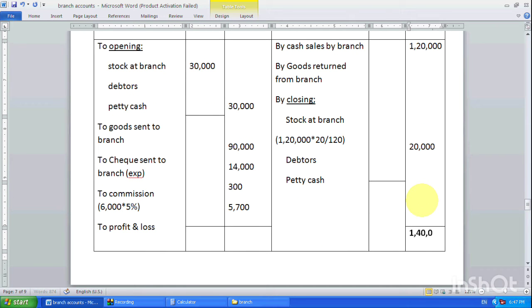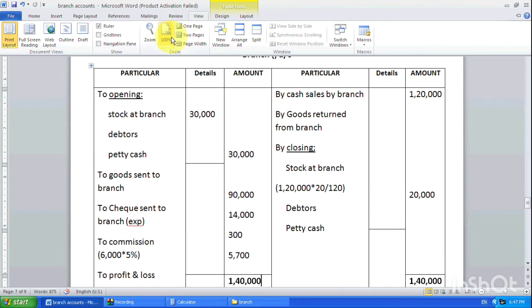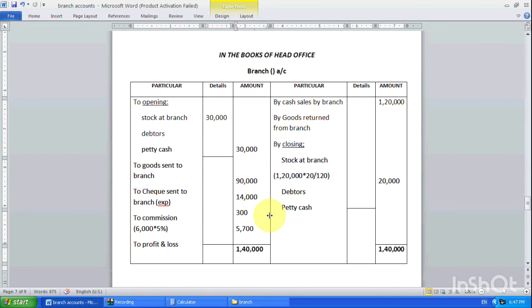So write that ledger balance overall 1,40,000, 1,40,000. The ledger always tally. Okay, so this is the way we have to prepare branch account in the books of head office. This is the question number 5th. Okay, this is all expenses, here all income. If there is no entries, you can write nil.